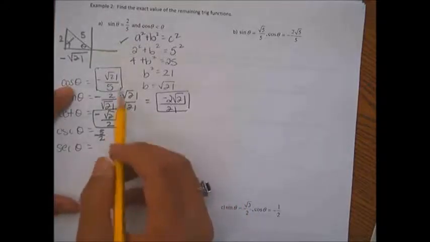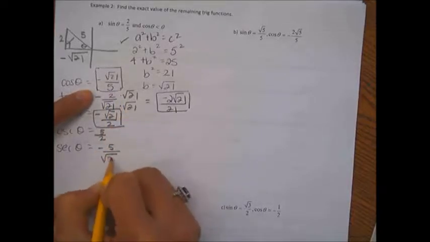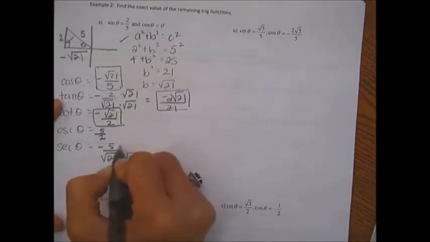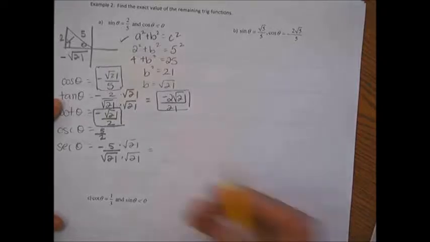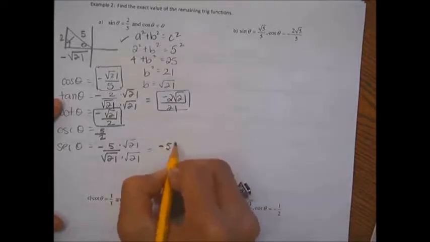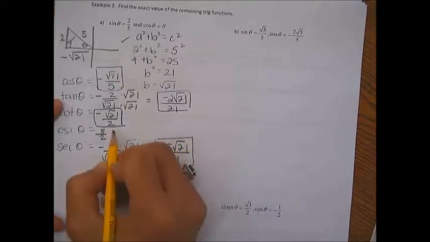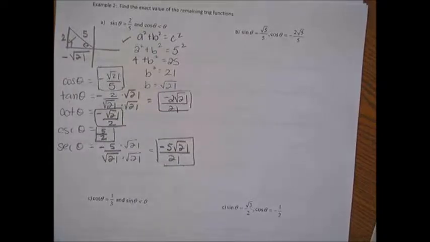So what I need to do is flip this, so negative 5 over square root of 21. I need to do a little bit of algebra: multiply both top and bottom by square root of 21. This is going to be negative 5 times root 21 all over a positive 21. So I believe I have boxed 5 solutions, and I'm looking for the remaining 5 trig functions. And that's beautiful, right?